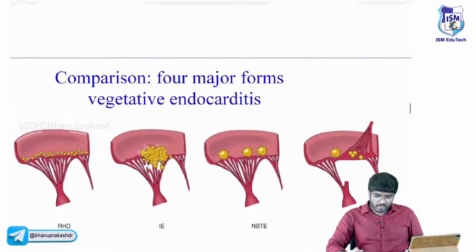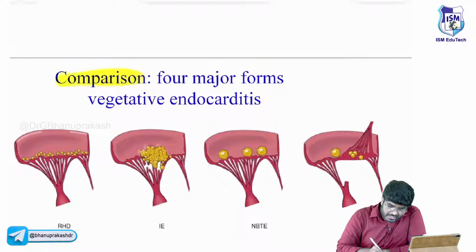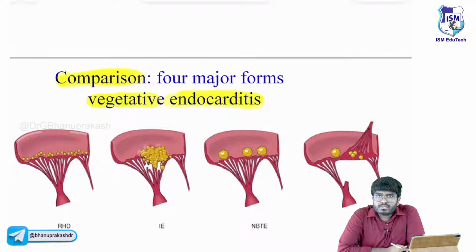Now, let's talk about the vegetations. Very important for your exams: the comparison of different types of vegetations in endocarditis. We have discussed the vegetations in acute rheumatic fever or rheumatic heart disease also. But those vegetations are sterile vegetations. They are present along the line of closure. They are not friable vegetations. They do not undergo embolization that easily.